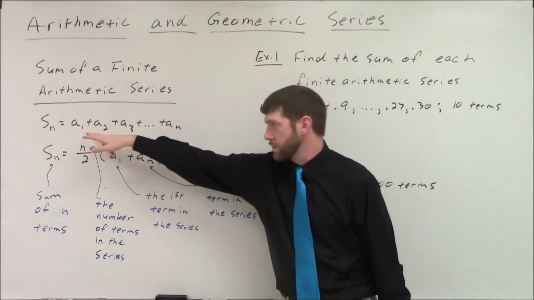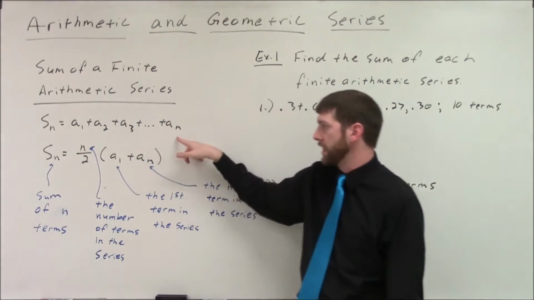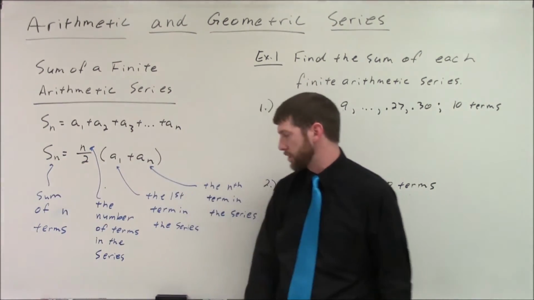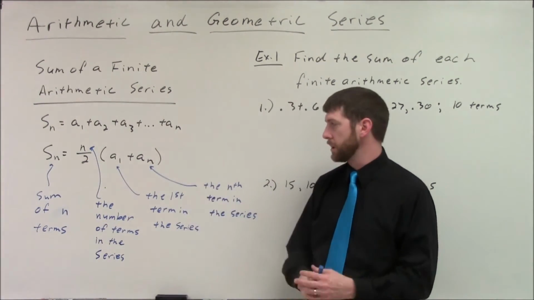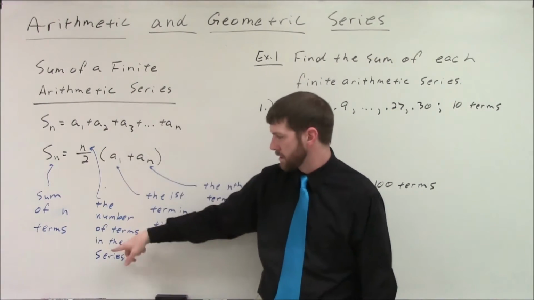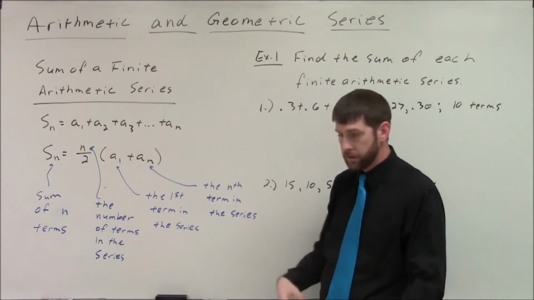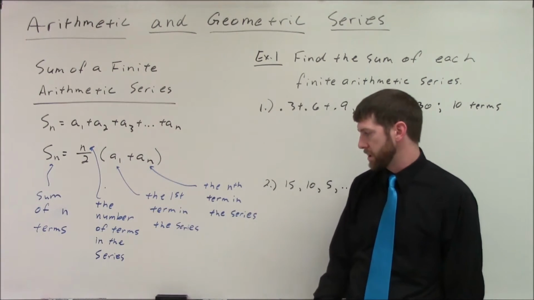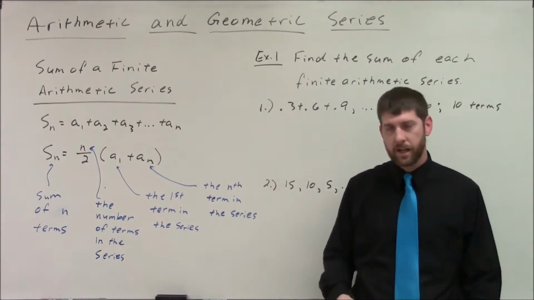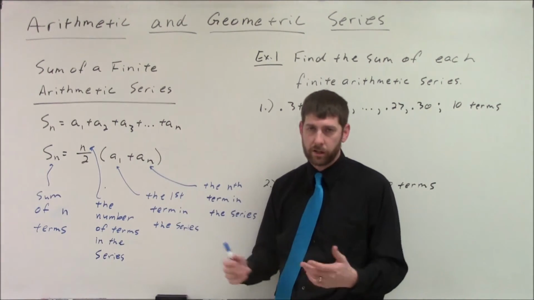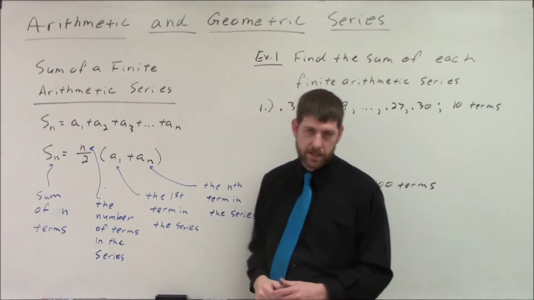In this case, we're finding the sum of n terms, which is what S sub n represents. The formula is S sub n equals n over 2 times a1 plus an, where n is the number of terms in the series, the number of things we're adding up, a1 is the first term in the series, and an is the nth term in the series. So pretty straightforward. It's just plug the numbers in to get that sum.